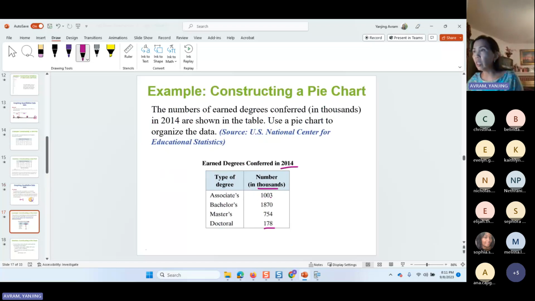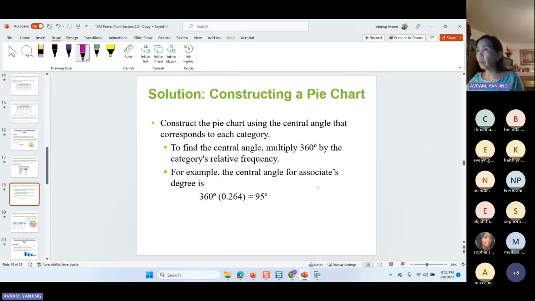Associate will be 1 million, and then 3,000, you know, in here, right? There's a 1,000 zero, so that's 1,003,000, okay? And that's 1,870,000 in here. All right. So those are the degrees, using the pie graph, right?